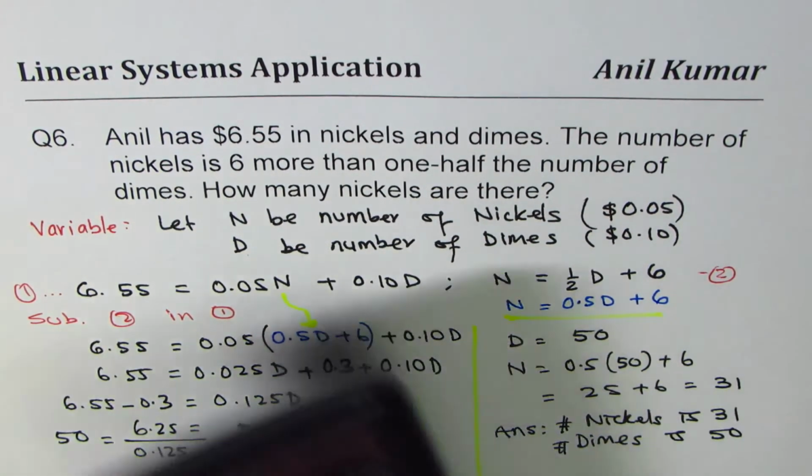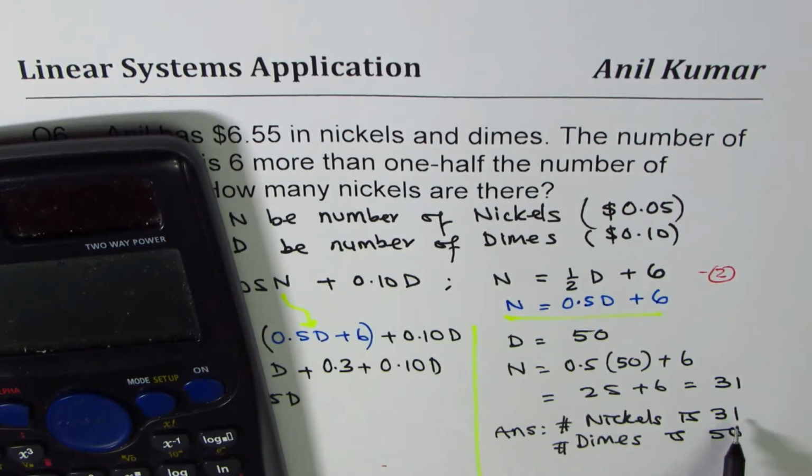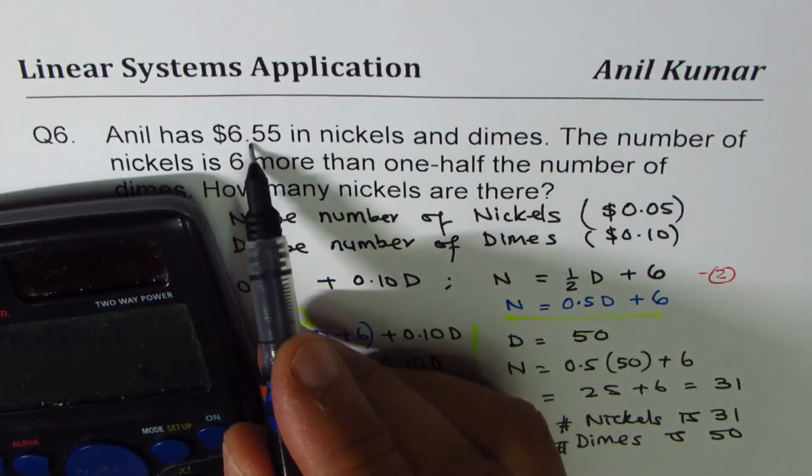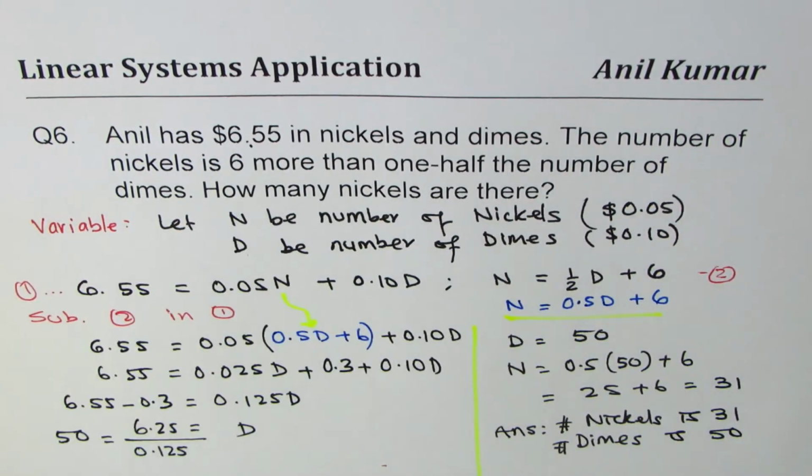Now let's check our answer. It's a good idea. Nickels means 5 cents. So 31 times 0.05 plus 50 times 0.1 is equal to what? 6.55, and that's what we wanted. So it's a correct answer. You can check your answer once you do it.